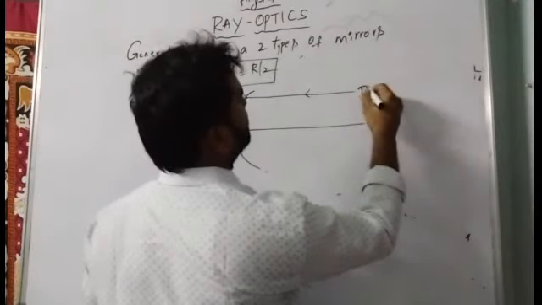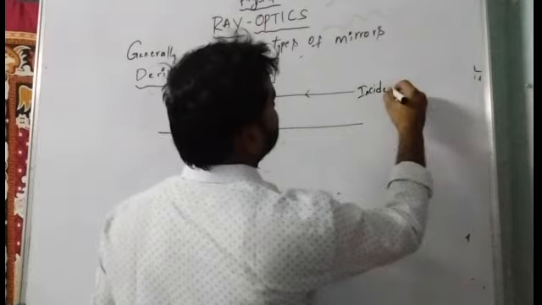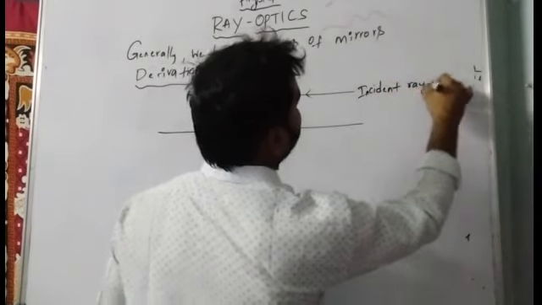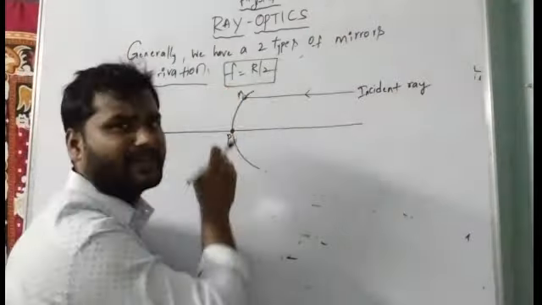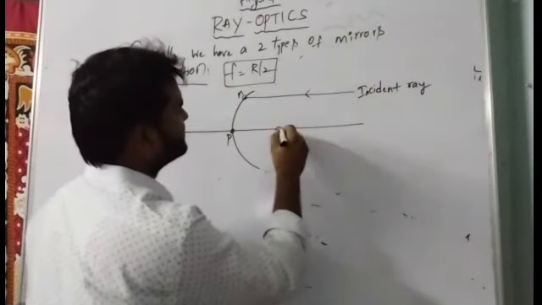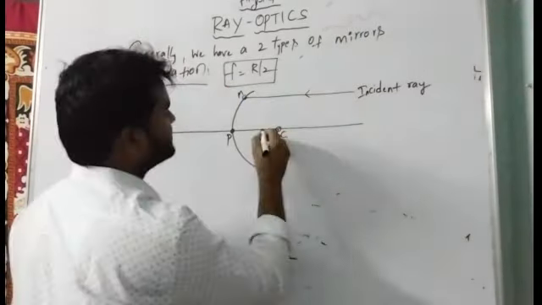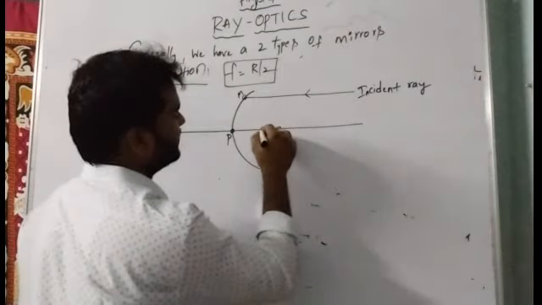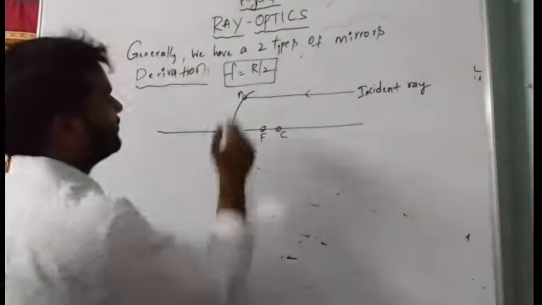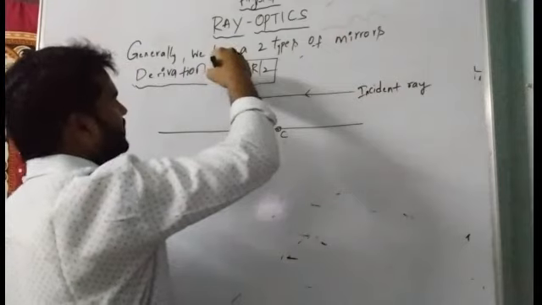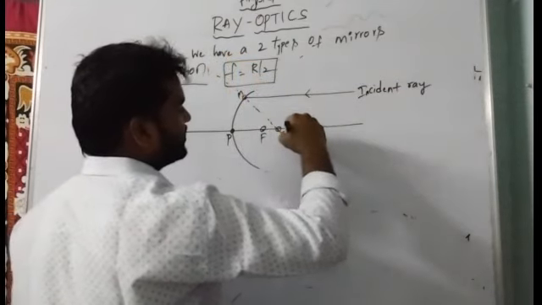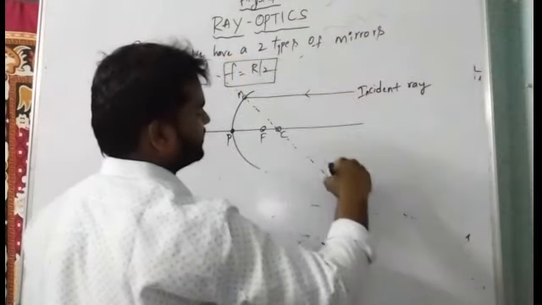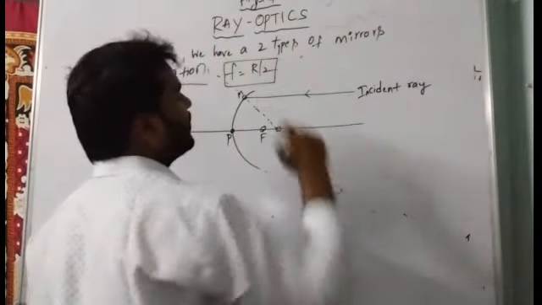Now what do we call this? We can call it the incident ray. Okay, I incident at M. Generally every mirror has some specifications, that is center of curvature. Next, focus F. It is called a focus F. Next, I am going to draw one normal. You know what a normal is. Normal means the line drawn from the center of curvature to the point of incidence.